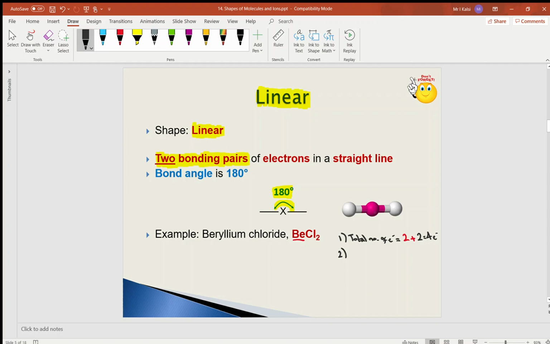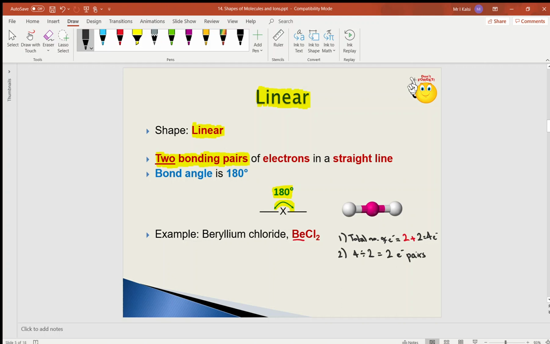The second step was to take this number and divide it by 2. It did also mention something about it being an ion, but I can see straight away it's not an ion, so I don't need to worry about that. So take this number 4 and divide it by 2, and that will give me 2 electron pairs. So 2 e minus pairs, a shorter way of writing it.